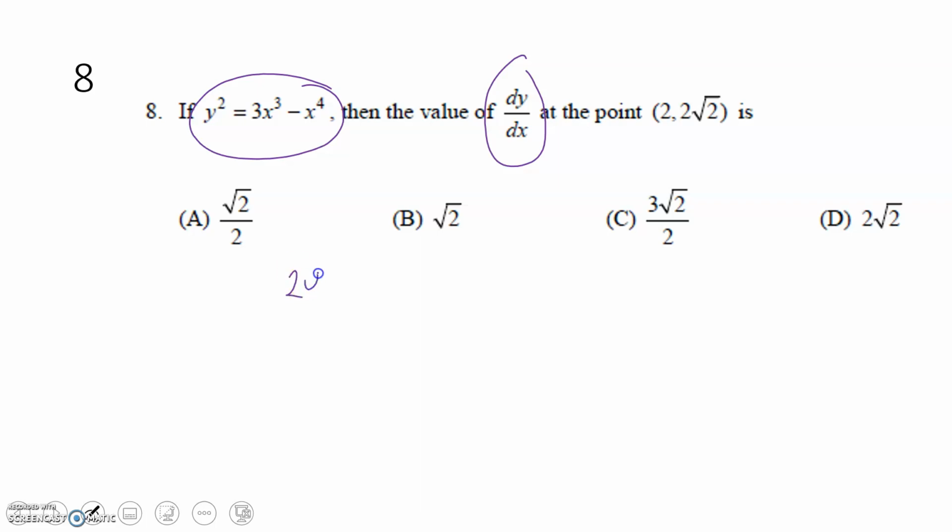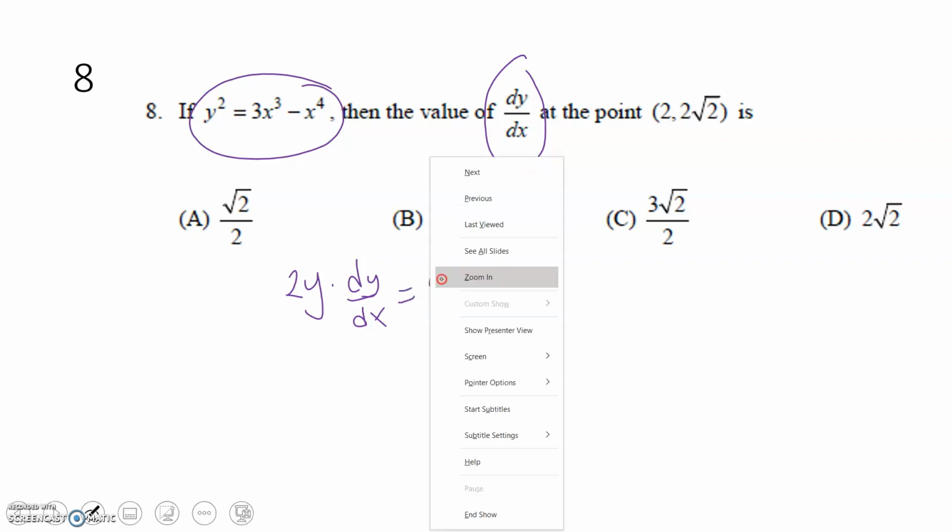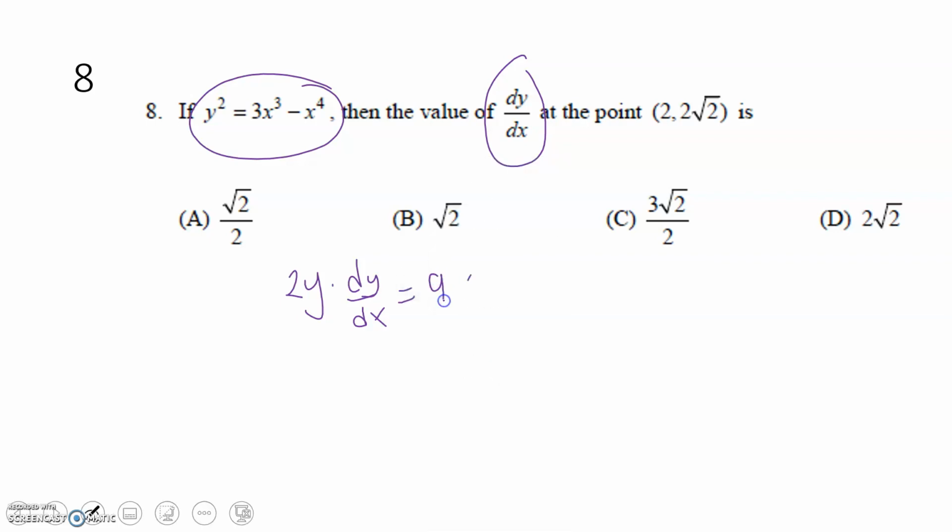So we get 2y and then dy dx following the chain rule. And then on the right-hand side, we get 9x squared minus 4x cubed. And then we want to solve this for dy dx. So we'll divide both sides by 2y.